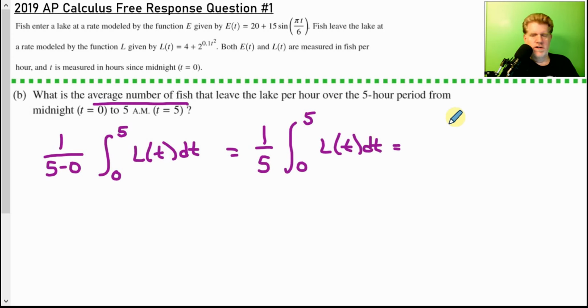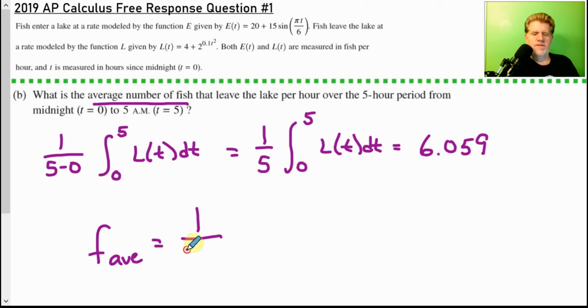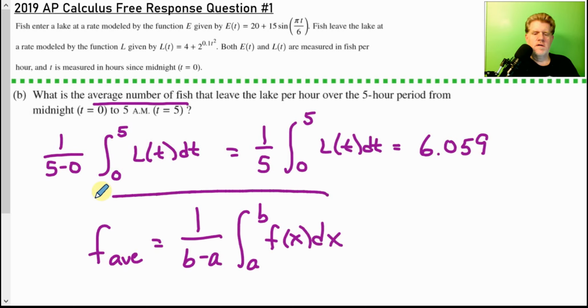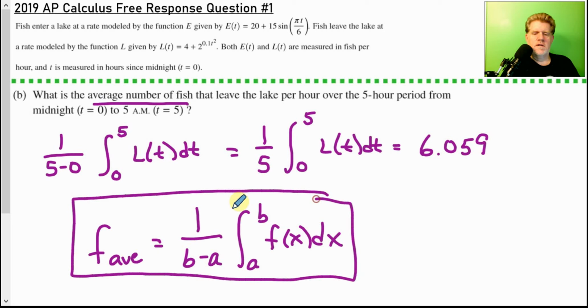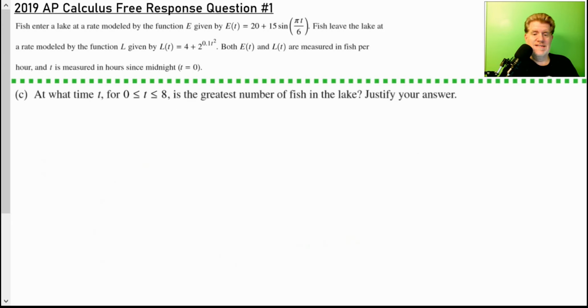And again, put that in a calculator, you get for this 6.059. And that's the average number of fish that leave the lake between midnight and 5 a.m. If you remember, the average value of a function formula was given by this. So this is the formula that we're using here.